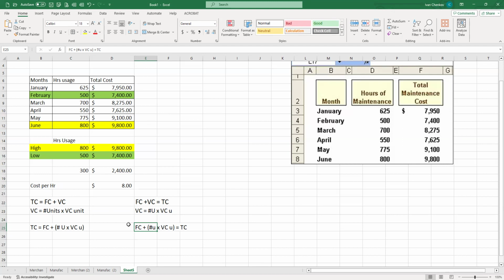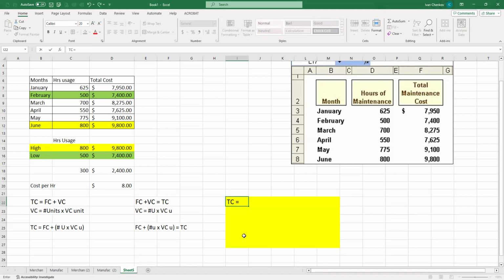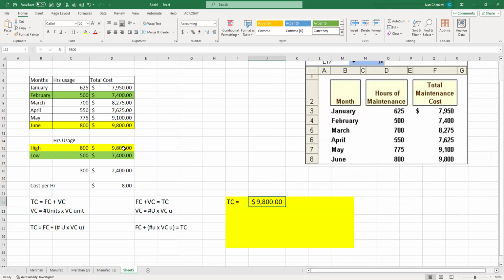Now, we can work either with the highest point or with the lowest point. Let's go with the highest point first. I'm going to mark this in yellow here. Let's use the highest point. On the highest point, what do we know? I know my total cost is equal to $9,800, correct? It's right here.